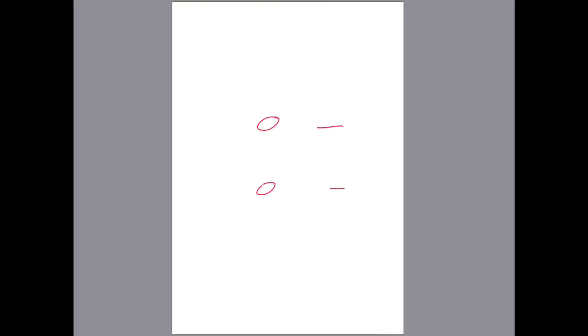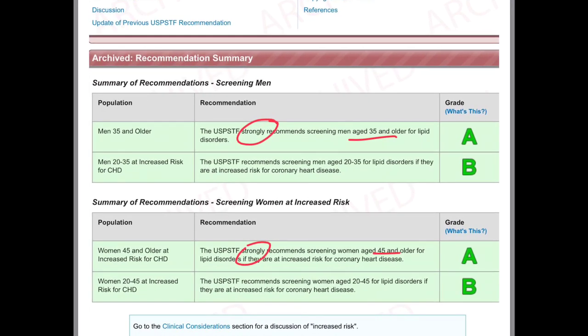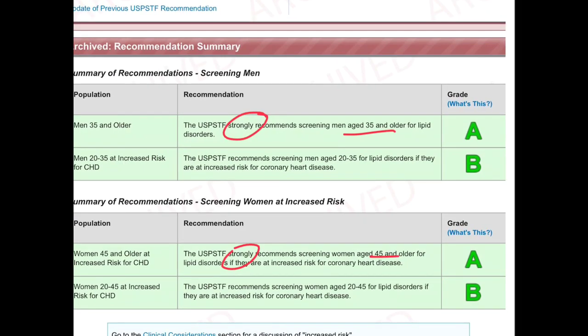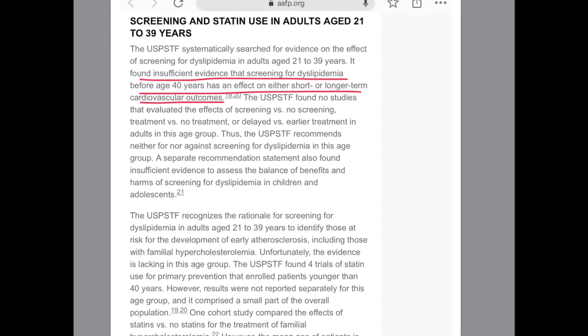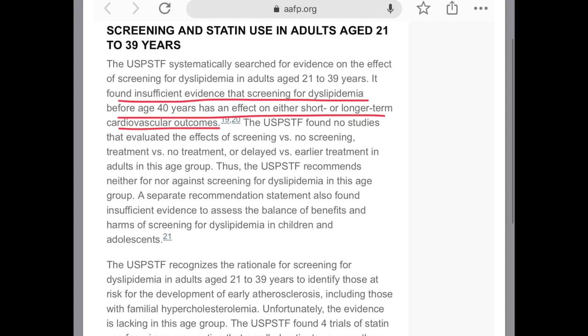Okay, here it is. Now this is an older version of the US Task Force recommendation from 2012, which at that time strongly recommended screening men more than 35 and women more than 45 for CAD using a lipid profile, and even starting at a younger age if they had risk factors for this. However, there's been a recent update to it in 2017, which said that they have insufficient evidence to recommend screening or treating for dyslipidemia before 40 years of age.